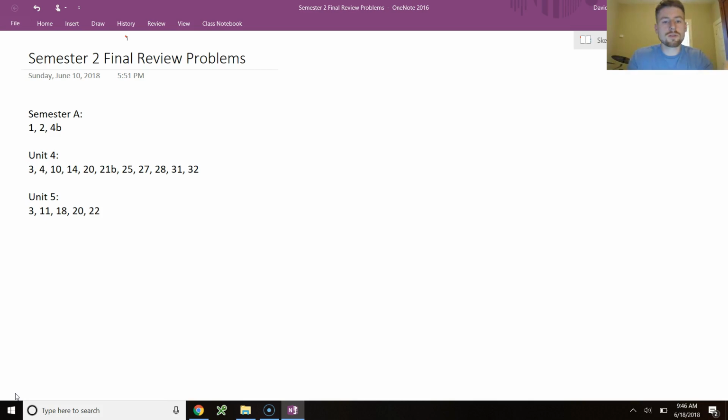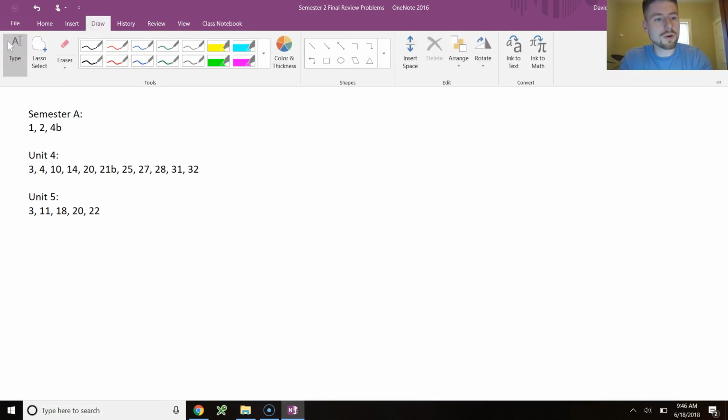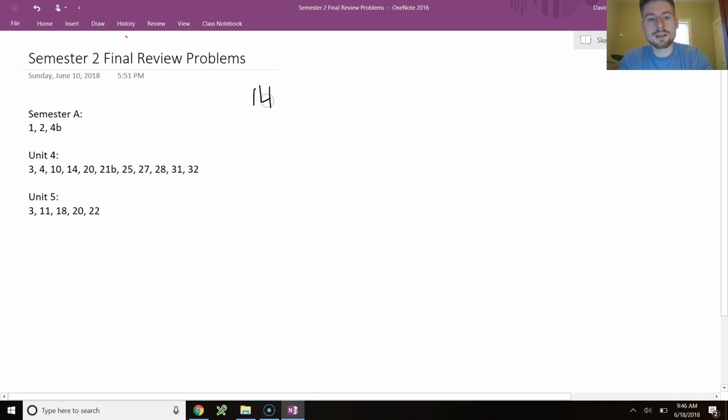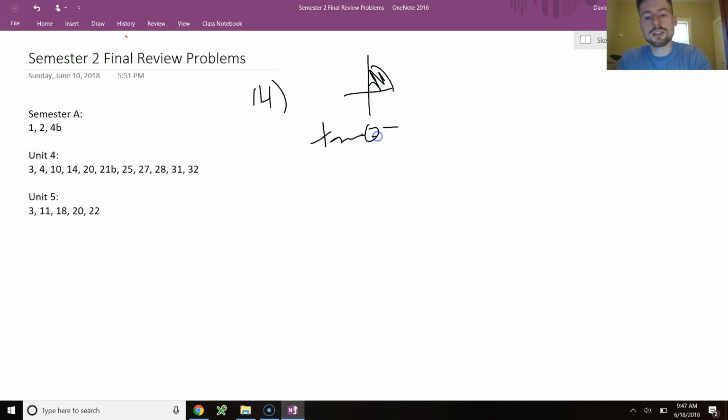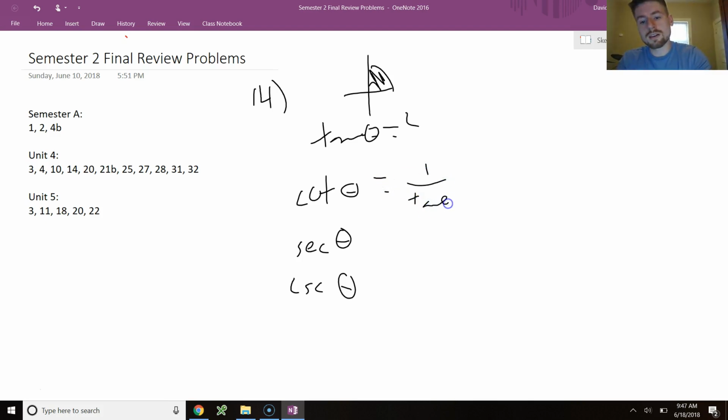Alright, so the next question, 14, is kind of related to the one we just looked at. 14 says, given the angle is in between 0 and pi over 2, so same interval, we're in quadrant 1 again, and tan of theta is equal to 2. Come up with expressions for cotangent of theta, secant of theta, and cosecant of theta. So cotangent of theta is the easiest one. That's 1 over tan of theta. And so that's equal to 1 divided by 2. So there's no need to simplify that further.